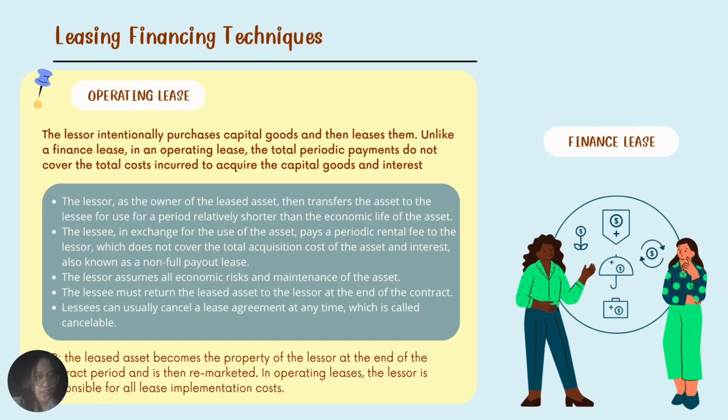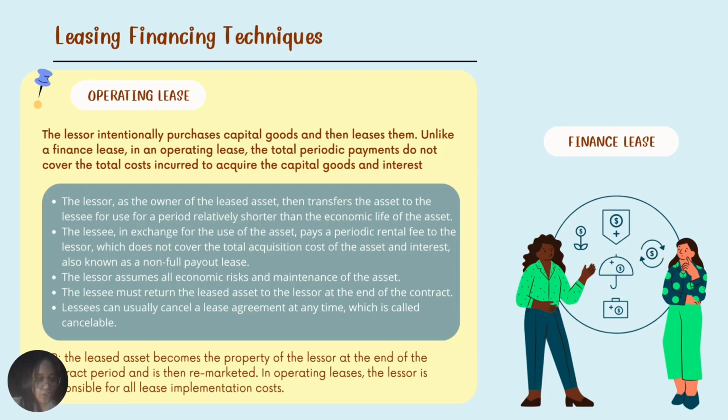So here is the second leasing financing technique, which is operating lease. The lessor intentionally purchases capital goods and then leases them. Unlike a finance lease, in an operating lease, the total periodic payments do not cover the total cost incurred to acquire the capital goods and also interest. Here are the characteristics of an operating lease: the lessor, as the owner of the lease asset, transfers the asset to the lessee for use for a periodic time, and they do not have a right to purchase the property, and then the lessee, in exchange for the use of the asset, pays a periodic rental fee to the lessor.